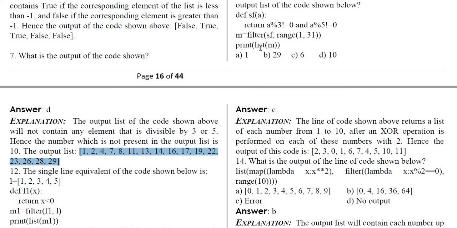Now after this it says print list M. So how many items are there? 1, 2, 3, 4, 5, 6, 7, 8, 9, 10, 11, 12, up to 16. So 16 elements are there. Hence the numbers which are not present in the output list are 10 among these numbers, and 6 also. So here two outputs are there, 6 and 10.